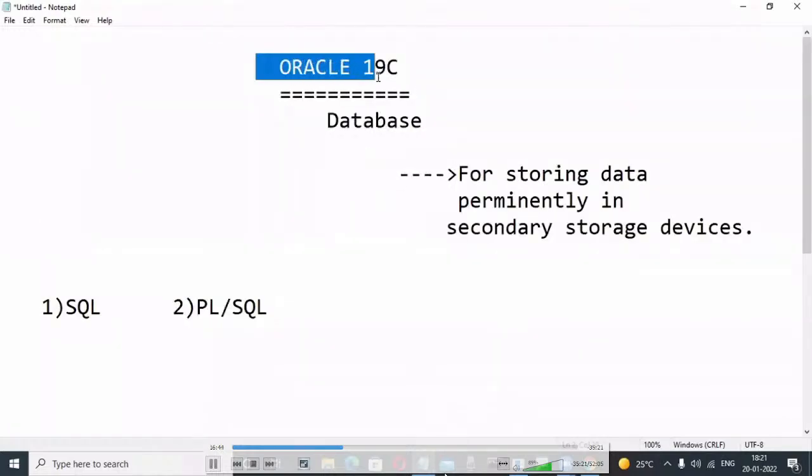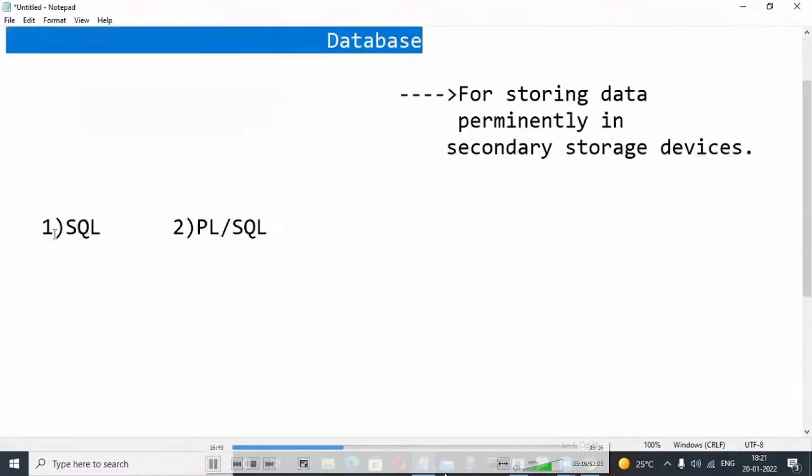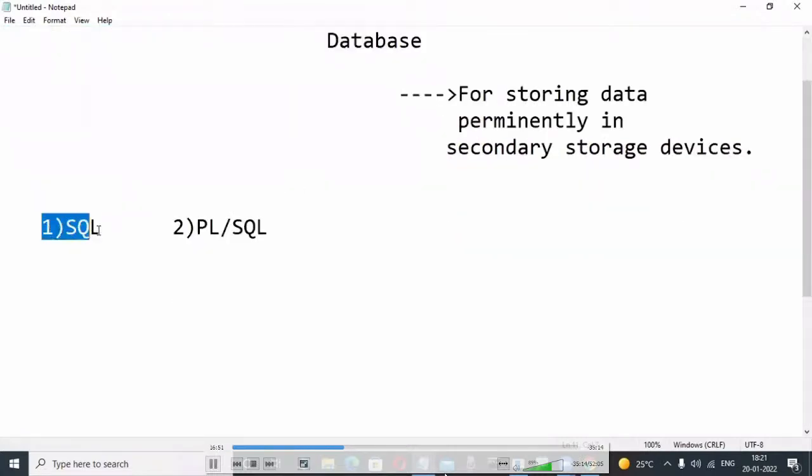Observe here: if you want to operate the Oracle database product in a company or anywhere, which languages are we learning? SQL is one language, Structured Query Language.